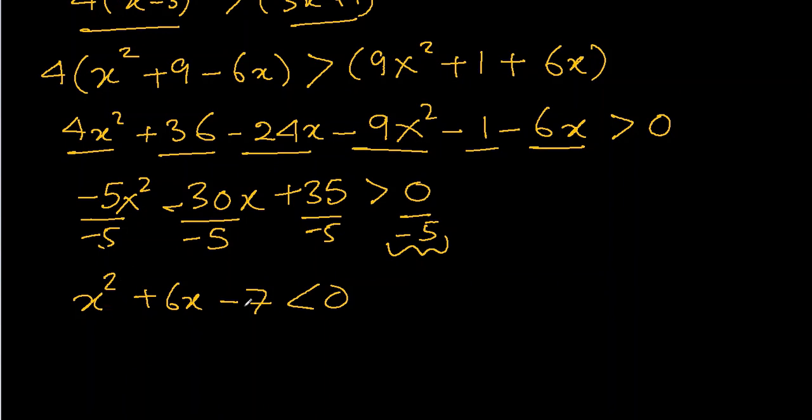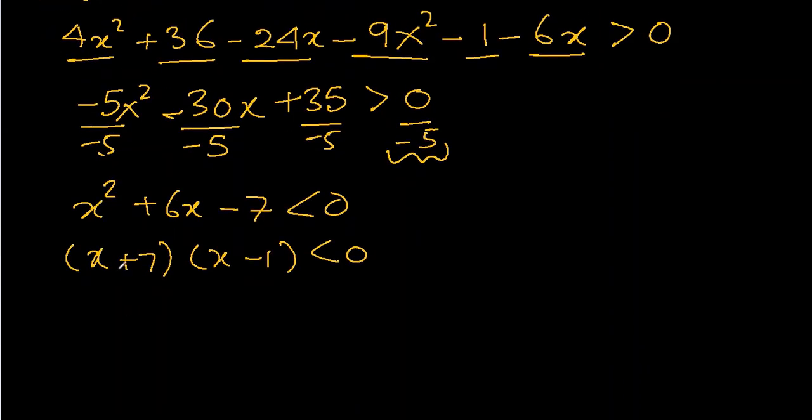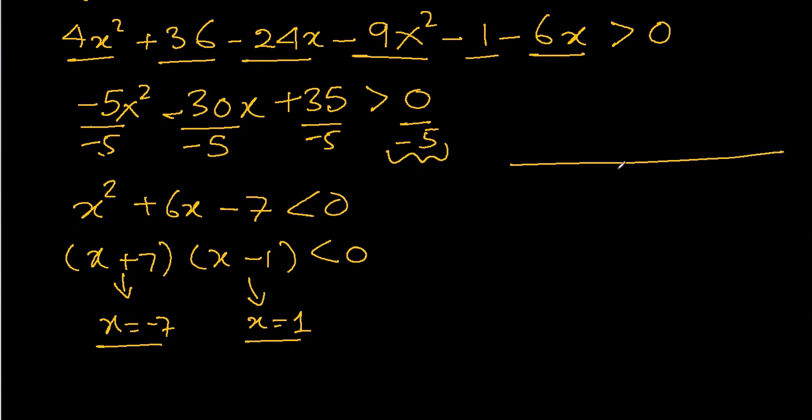Okay. And now I can simply factor this: (x plus 7)(x minus 1) is less than 0. You can use your calculator to find the roots. This will give us the roots x equal to minus 7 and x equal to 1. These are the roots. But we have not solved the inequality yet. So what should we do? We should draw a number line to find the solution and mark these two roots on that number line, minus 7 and 1.